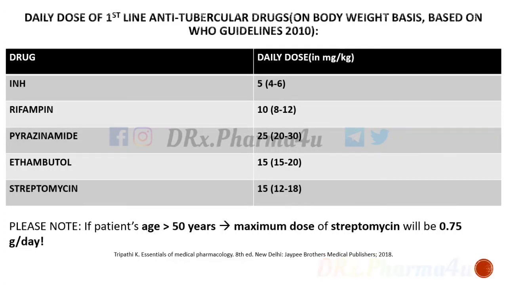If the patient's age is greater than 50 years, the maximum dose of streptomycin will be 0.75 gram per day. That means 750 milligram per day. Because as your age increases, there is a risk of nephrotoxicity and vertigo, which is usually seen with streptomycin. So the dose should be fixed. It should not go above 750 milligram per day.